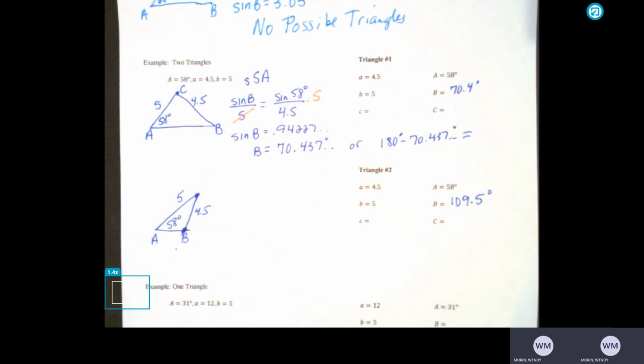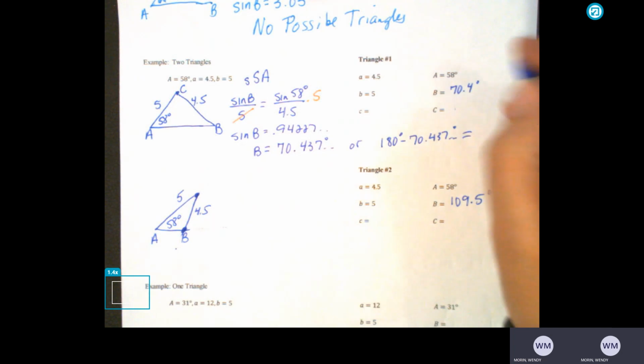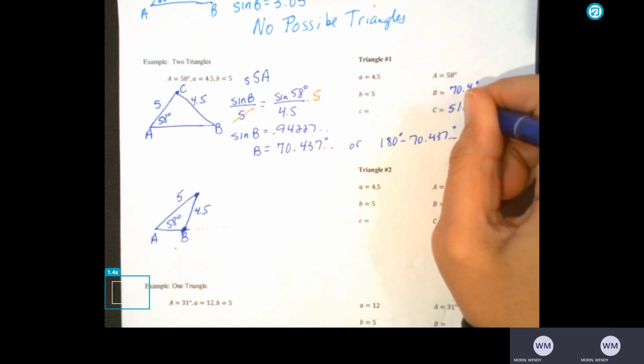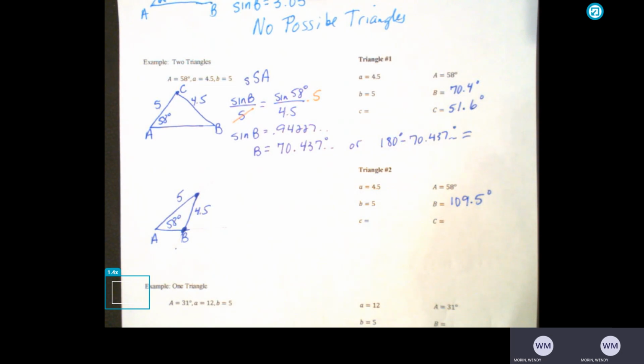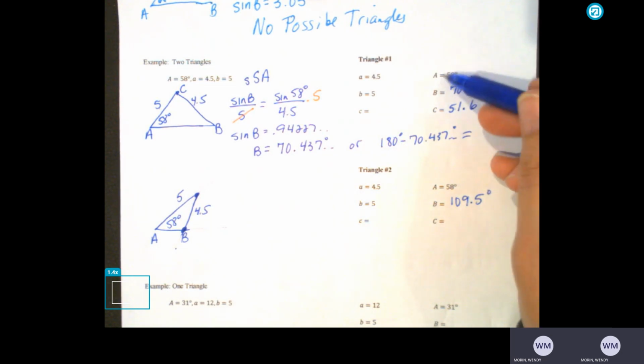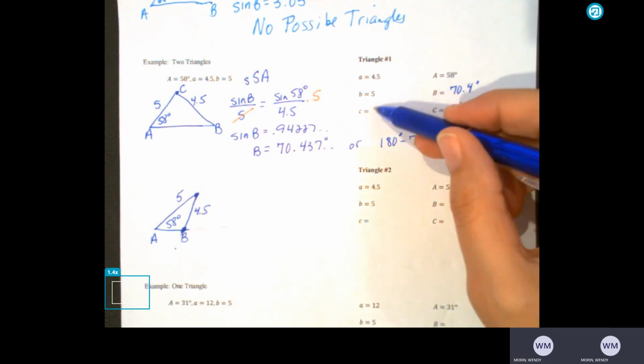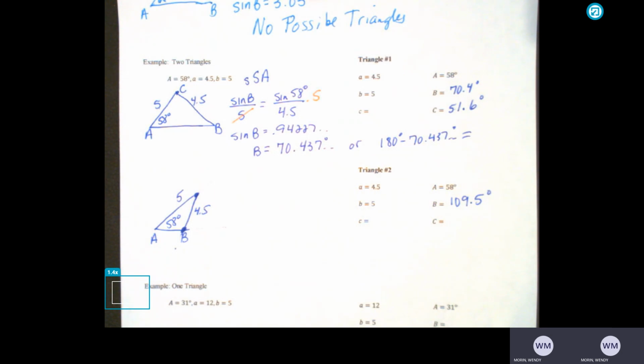very easily. So on the calculator, 180 minus, again, I'm going to use the 70.437 that's stored in my calculator, and I'm also going to subtract the 58 that's given, and I'm going to come up with 51.6, rounded to the nearest tenth would be 51.6 degrees. So that's angle C on this triangle. Now I need to find side C.